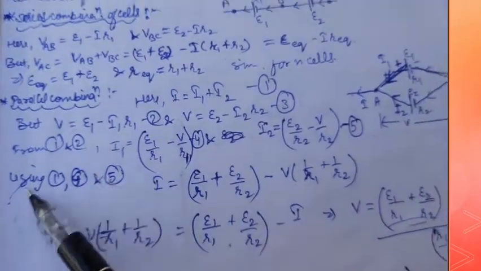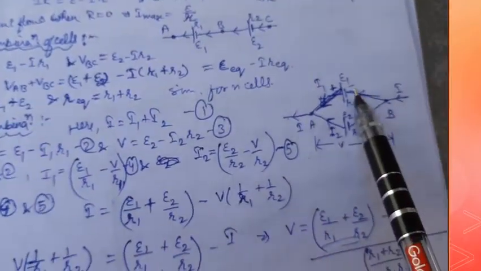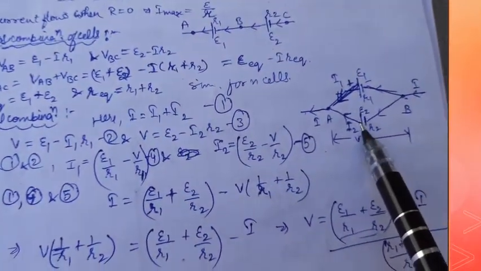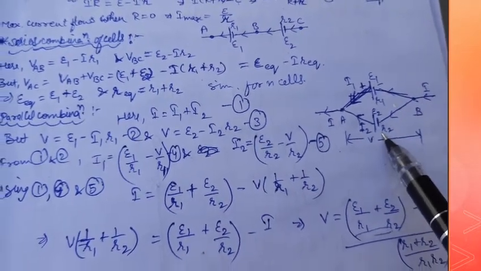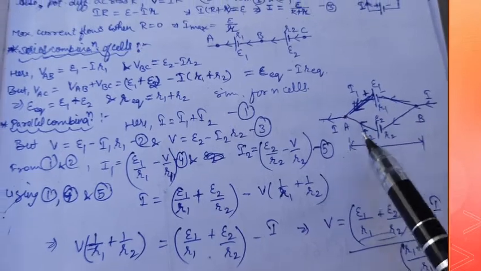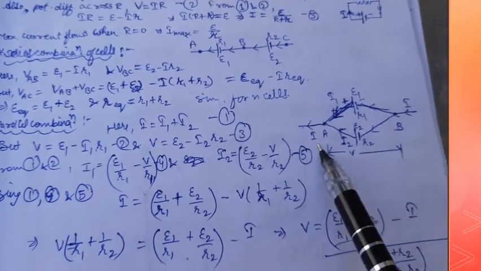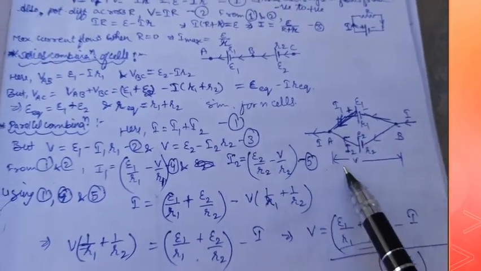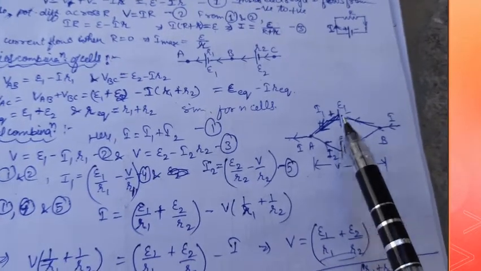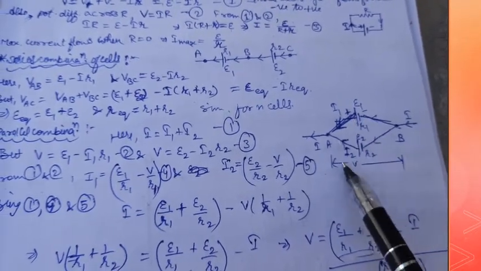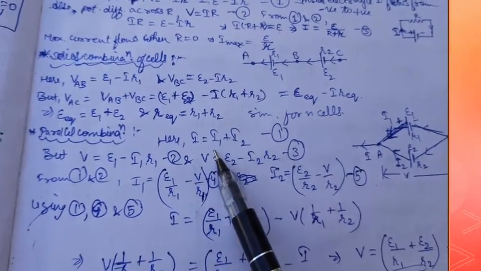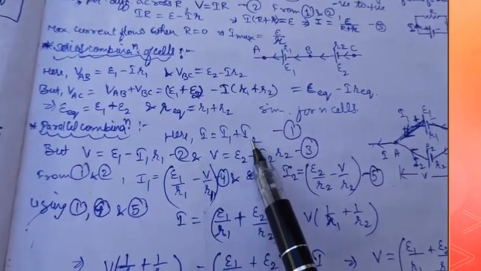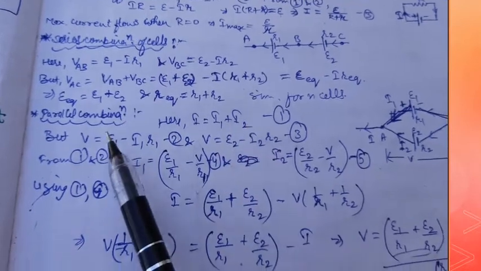The next is the parallel combination of cells. Here we are taking a parallel combination of cells having EMFs E1 and E2 and internal resistances R1 and R2. Since they are in parallel, both are connected across A and B, so the potential difference will be the same, that is V. But the currents will be different, let the currents be I1 and I2 respectively. The total current in the circuit, I, is the sum of I1 and I2.